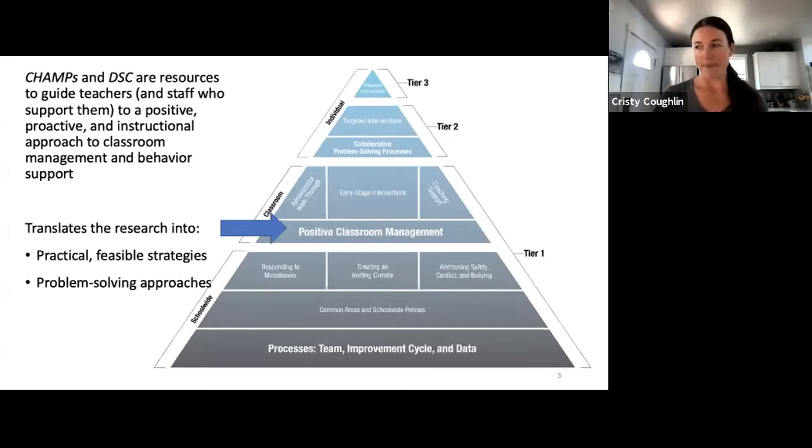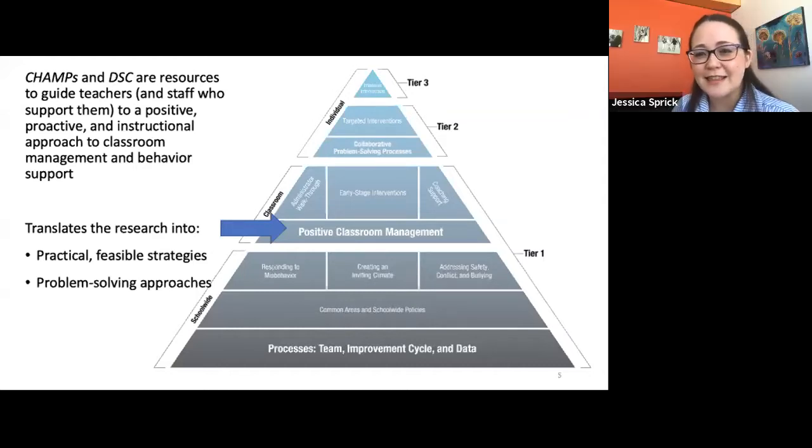So it's cool to be able to bring in new pieces of research and talk about them in a way that says that this isn't something that we recommend that you need to do, but if you want to think about this, then here's where the research is, and here's how you might think about ways of incorporating that in the classroom. And Christy, that's one of the things that we're very proud of, is that CHAMPS and DSC are not dictatorial approaches.